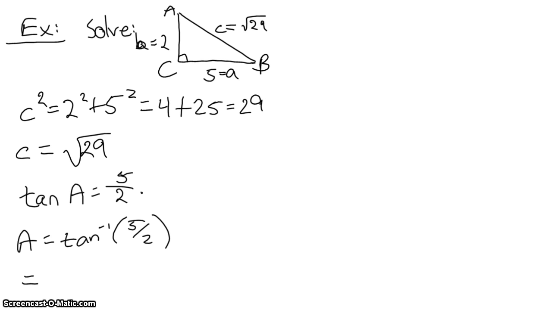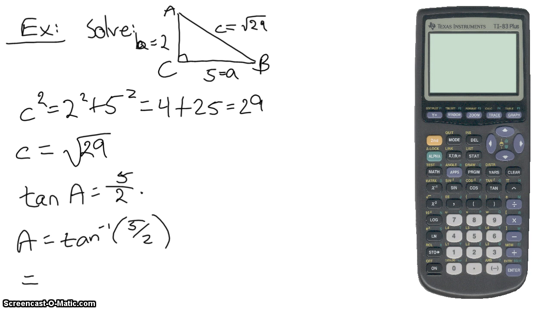So if you know this offhand, that's great for you, but I certainly don't. So I'm going to ask my calculator, make sure I'm in degree mode, and then I want the inverse tangent of 5 halves, 68.199 degrees. Make sure you write degrees after your angle measure if you're in degrees, because if you don't write degrees, it means you're in radians.